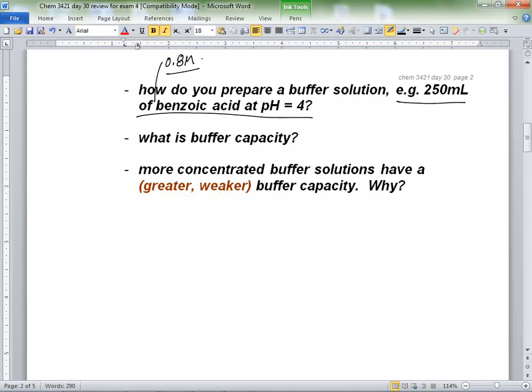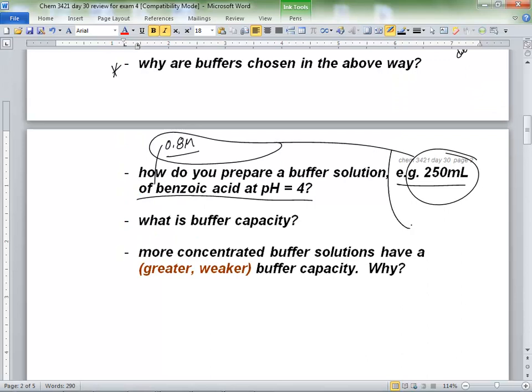You got to describe the steps, figure out how many moles, figure out how many grams, right? Use these two, right, to get the number of grams of benzoic acid, to mass out on a balance. It can be a liquid. You can mass out liquids, right? And how do you know what? So 0.25 liters times 0.8 molar, you get the number of moles. How do you go from moles to grams?